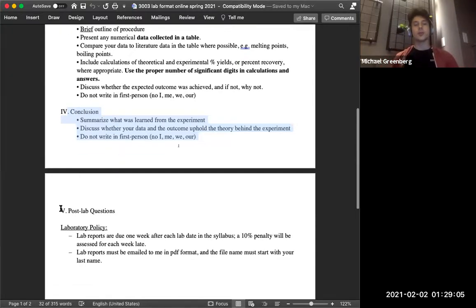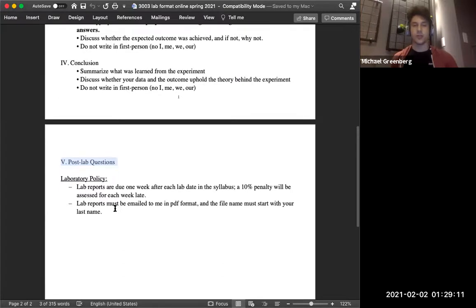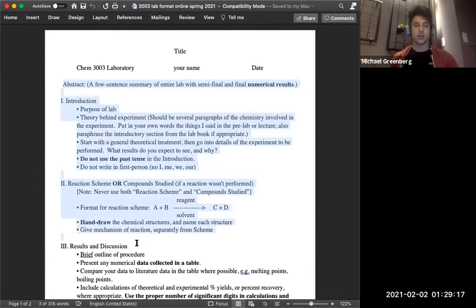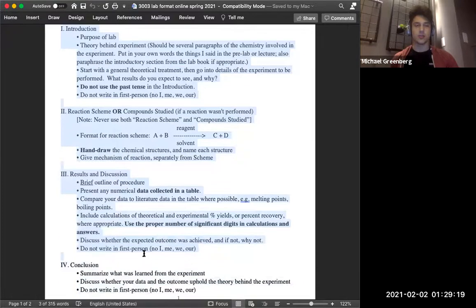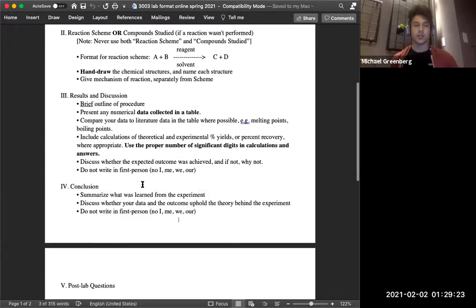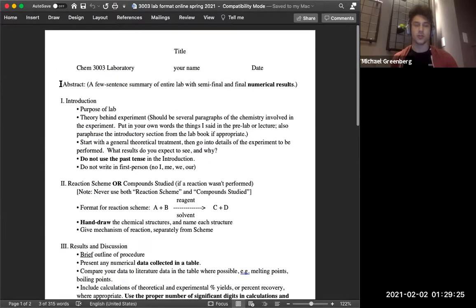Any relevant post-lab questions will be done after the conclusion. Okay, and so that is the general idea of the roughly 6 parts if you include the abstract.